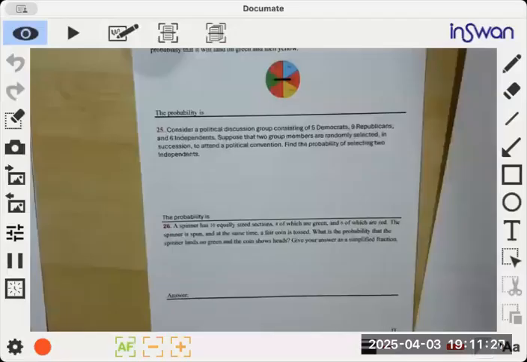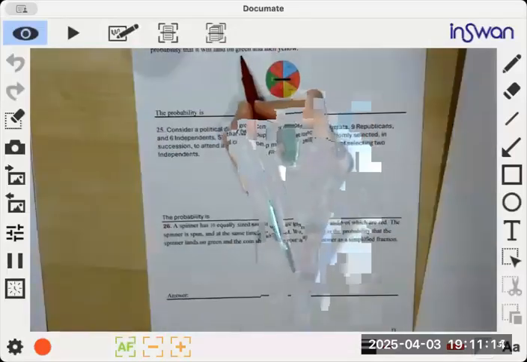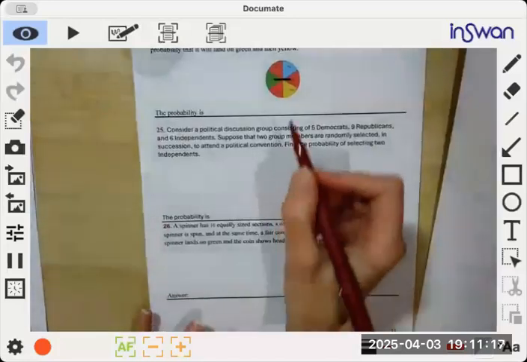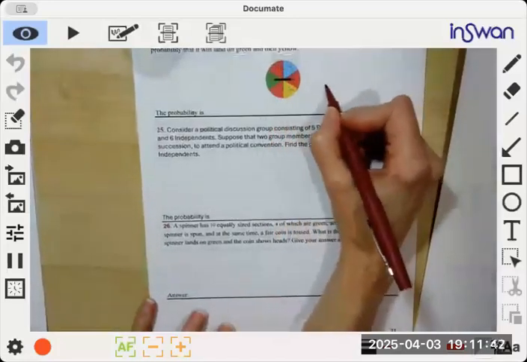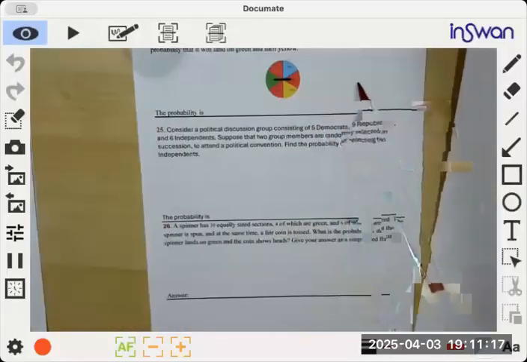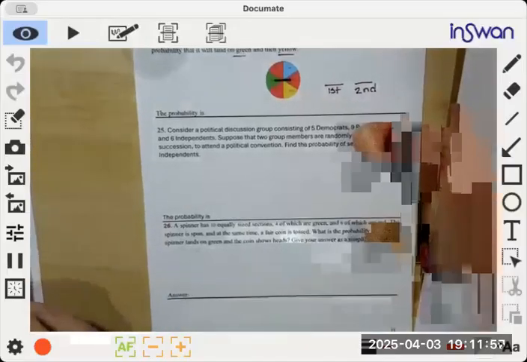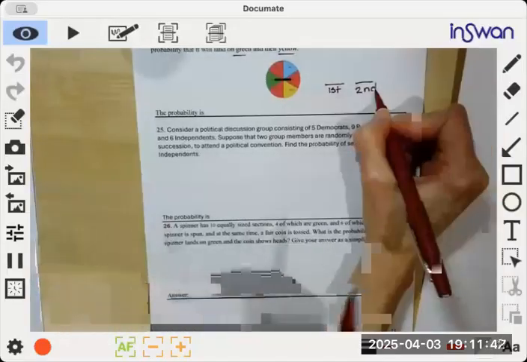So use the spinner shown. It's equally probable that the pointer will land on any one of the regions. If the pointer lands on a borderline, you spin again. The pointer is spun twice. Find the probability that it will land on green and then land on yellow. Okay, so we're going to do our first spin and our second spin. So the probability that it's going to land on green and then on yellow.